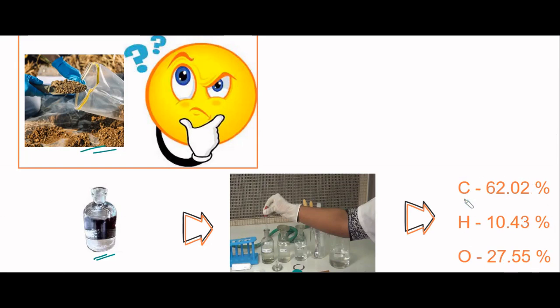These percentages were calculated by doing respective tests and analysis on the sample in the laboratory. We are not bothered about the experimental part of it, how the percentages were found through the experiment. Anyway, the data is there with us. We just need to use the data to calculate the empirical formula. Now let's see how to calculate the empirical formula with the given set of data.